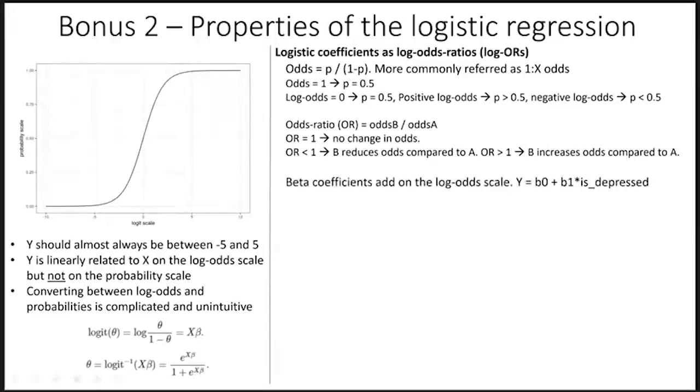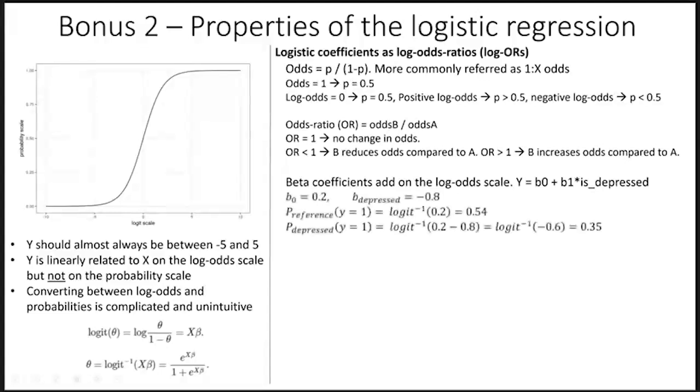Beta coefficients add up on the log odds scale. So let's do an example where y is b0, some intercept, plus b1 times the binary variable is depressed, healthy or depressed, okay? So b0 will be the average y for the healthy population, which is the reference, and b1 will be the difference between healthy and depressed, okay? So we'll do a little bit of math. Let's say we got that b0 is 0.2 and the b of depressed is negative 0.8, okay?